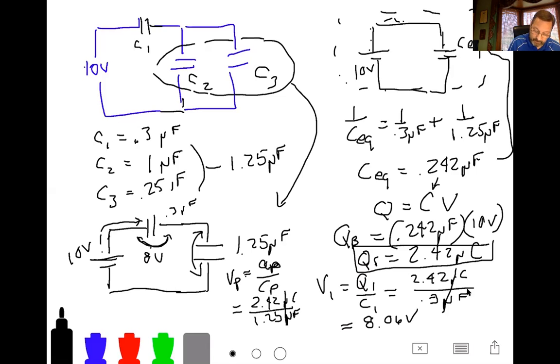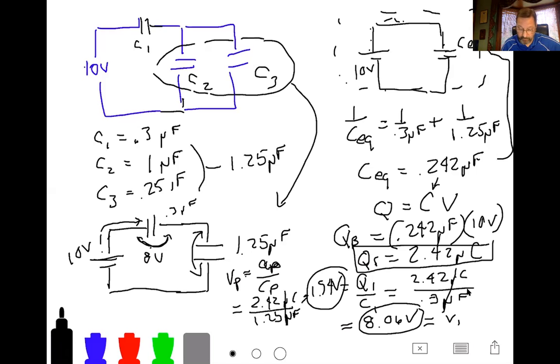Not enough room, so let me get rid of V1 here and move it, as this was equal to V1. So this one right here is going to be equal to 1.94 volts. And if you look, if I add the 1.94 volts to the 8.06, don't I get 10 volts across my battery? The answer is yes, I do. So that makes me feel good. I know what the voltage is across the 1.25 microfarad capacitor, which admittedly is fictitious. It doesn't exist. It actually is the two capacitors, C2 and C3.